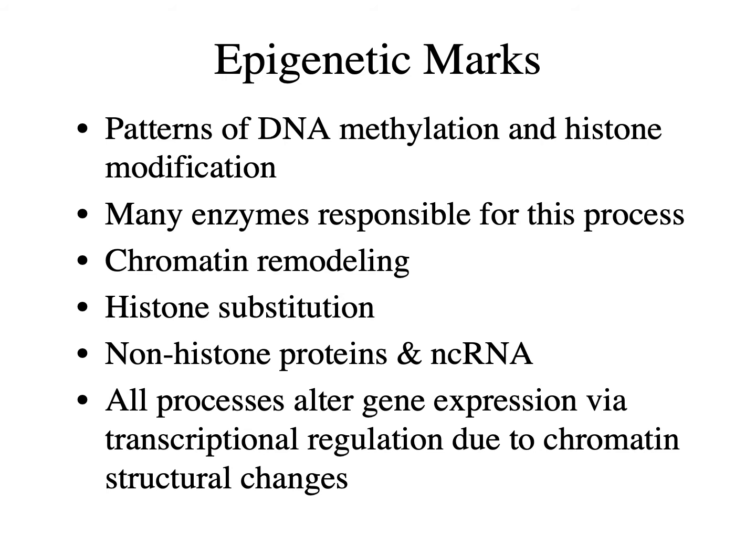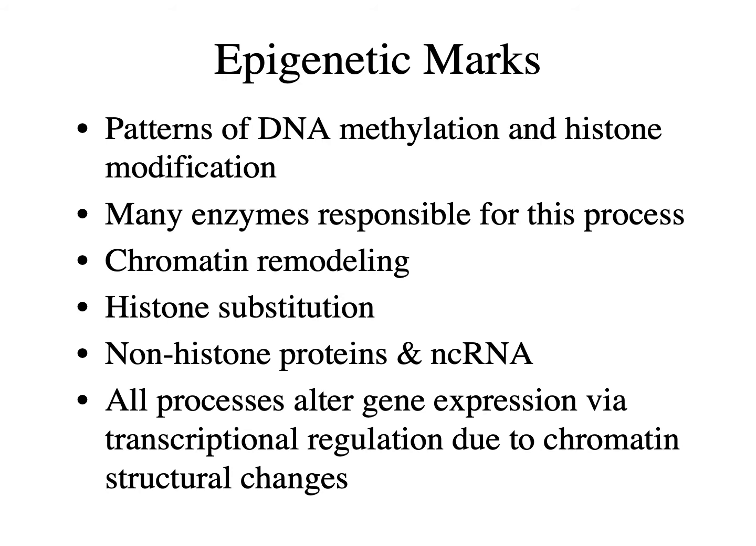So we often hear the term epigenetic marks in the literature, and epigenetic marks refer to patterns of DNA methylation and histone modification. So recall histone modification is a covalent modification of the proteins that comprise the nucleosomes, the histone proteins, and acetylation is one very common example of that modification. So those are referred to as epigenetic marks.